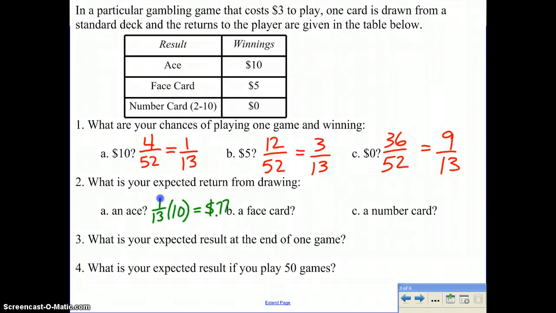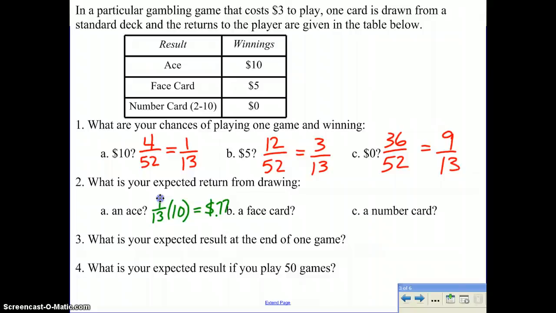Now, what does that mean? That means that on any one game you play of this made-up game, you can expect to win on average 77 cents from drawing an ace per game. Now, will you ever win exactly 77 cents? No, that's not possible. You're either going to win 10, or you're going to win 5, or you're going to win 0. But on average, over the long haul, you can expect to win 77 cents off of the aces per game.